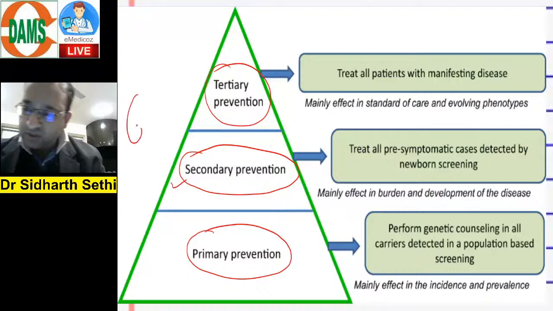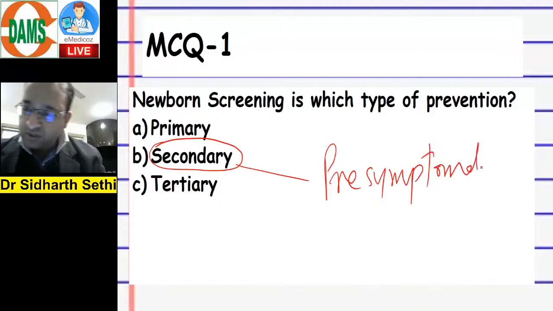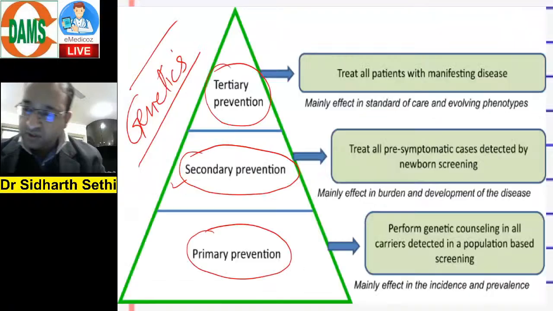Today I'm talking about all of this in terms of genetics. In terms of genetics, primary prevention means doing counseling and screening in carriers, in the parents. Secondary prevention is basically trying to diagnose this disorder in a child. So newborn screening, guys, is actually a secondary prevention in a newborn. We are trying to diagnose this disorder in a pre-symptomatic newborn before he gets the symptoms. So in terms of genetics, I thought I'd also discuss that it is secondary prevention. Let's take you further.